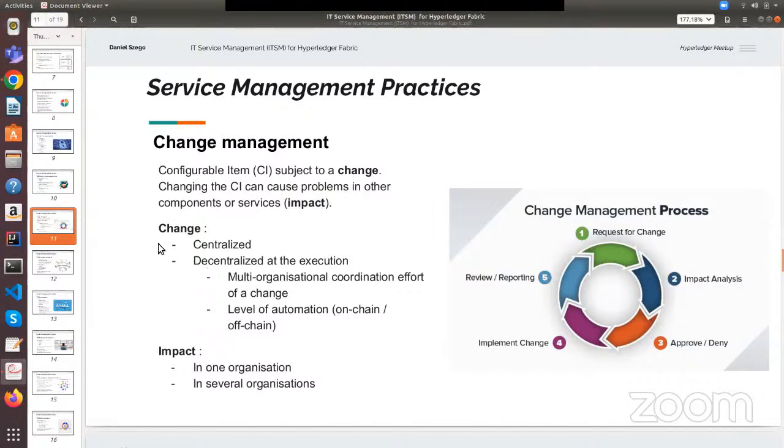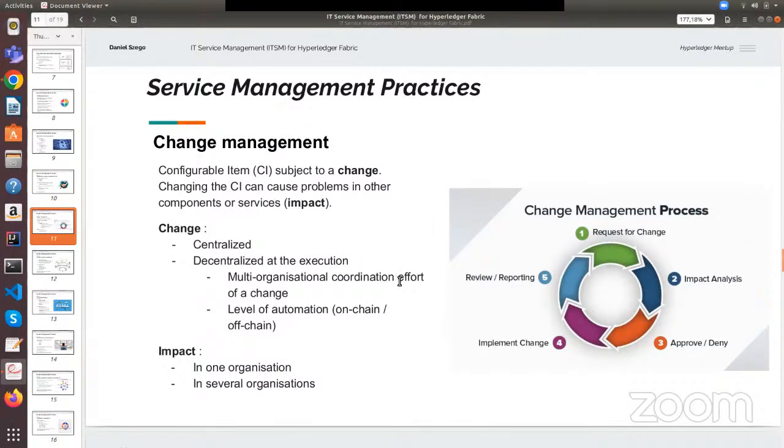So the question is how such a change management can be defined in Hyperledger Fabric. And again, the question is if it's centralized or decentralized. Usually it is decentralized, and then the question is how much. Usually it requires a multi-organizational coordination effort for a change. I would say it's important practically to make a list of all of our configurable items, all of the items that are subject to change, and then identify which are the items that need some multi-organizational coordination effort.